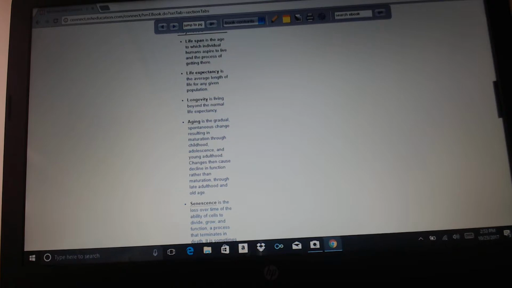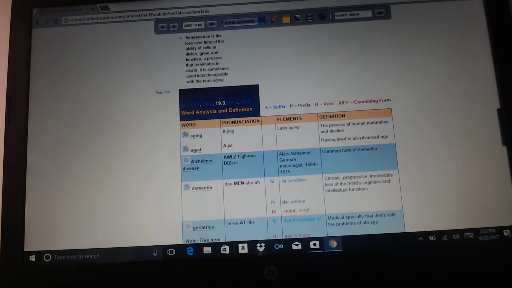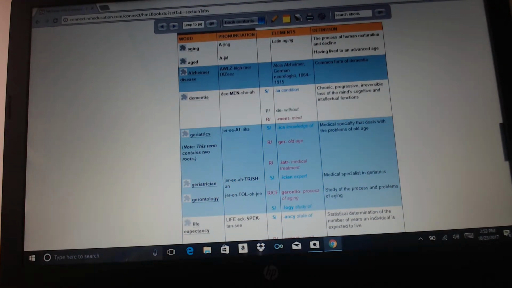Lifespan is the age to which individual humans aspire to live. In the process of getting there, life expectancy is the average length of life for any given population. Longevity is living beyond the normal life expectancy. Aging is the gradual spontaneous change resulting in maturation through childhood, adolescence, and young adulthood. Changes then cause decline in function rather than maturation through late adulthood and old age. Senescence is the loss over time of the ability of cells to divide, grow, and function, a process that terminates in death. It is sometimes used interchangeably with the term aging. Okay, and these are terms associated with the chapter.